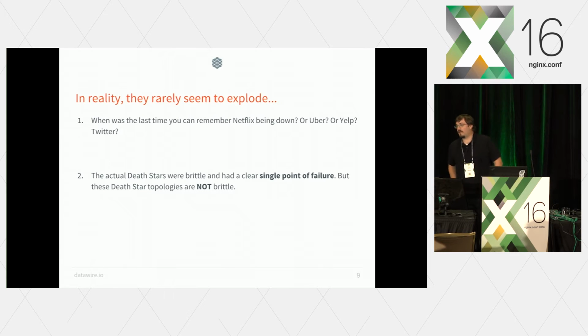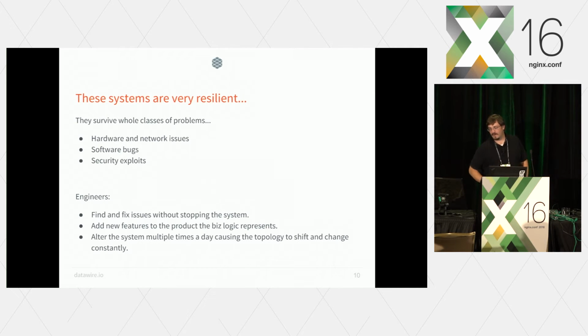But they don't fail because of, say, bugs in their code, and they don't usually fail because of a server crashing. While the Death Star itself was brittle and had a single point of failure, these Death Star topologies are nothing like an actual Death Star. They're not brittle. These systems are very, very resilient. They survive a whole class of issues that we run into as engineers: hardware, network issues, software bugs, security exploits. And yet, every day, engineers are working on these systems.